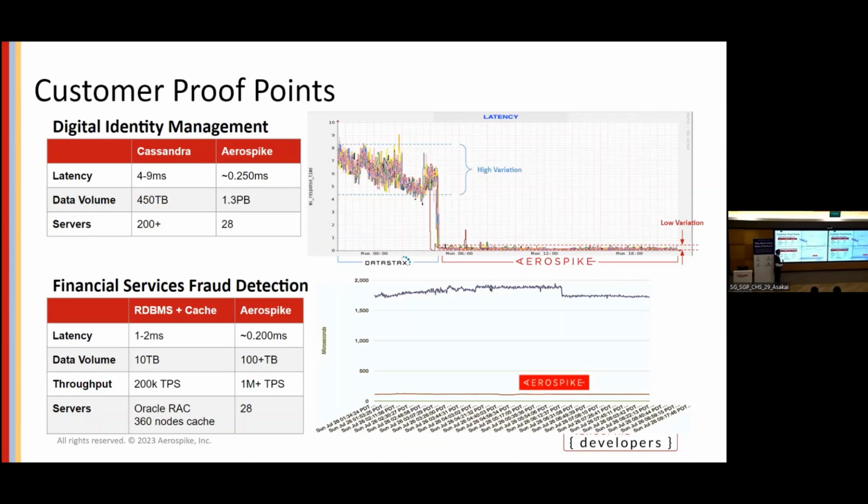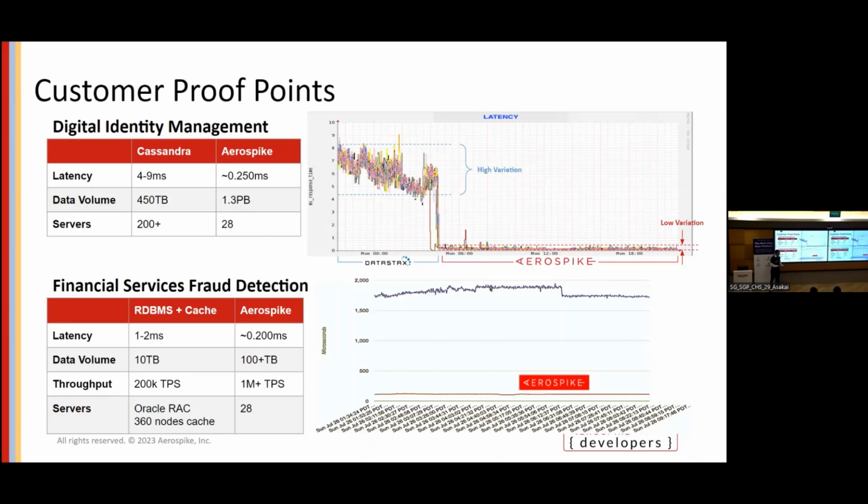So you can see there is a huge drop. And the data volume that was handled here was 450 terabytes, while what Aerospike was handling was over 1.3 petabytes. Likewise the servers: there were more than 200 servers, and with Aerospike we replaced them with only 28 nodes. So what I'm trying to say is the TCO, the total cost of ownership, is 10x less here. That's the biggest advantage.